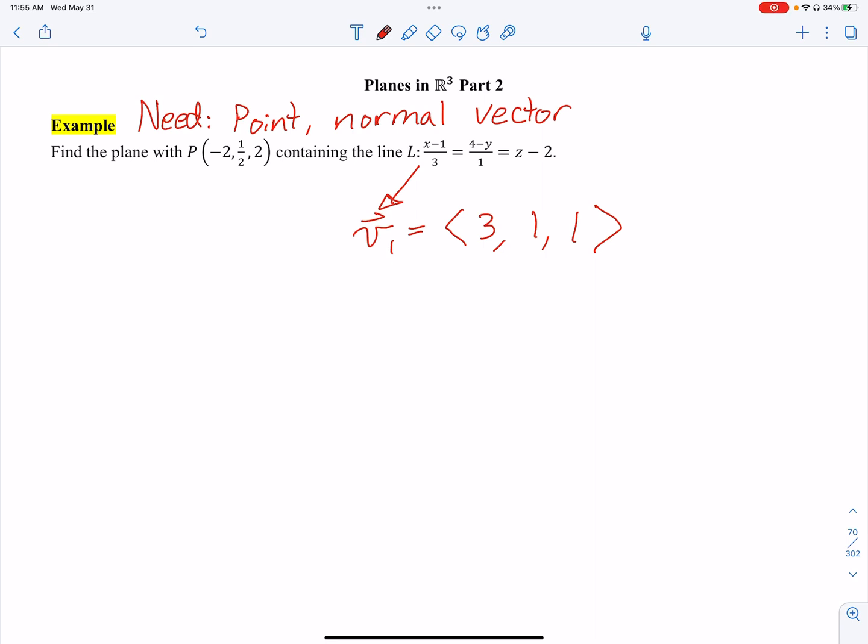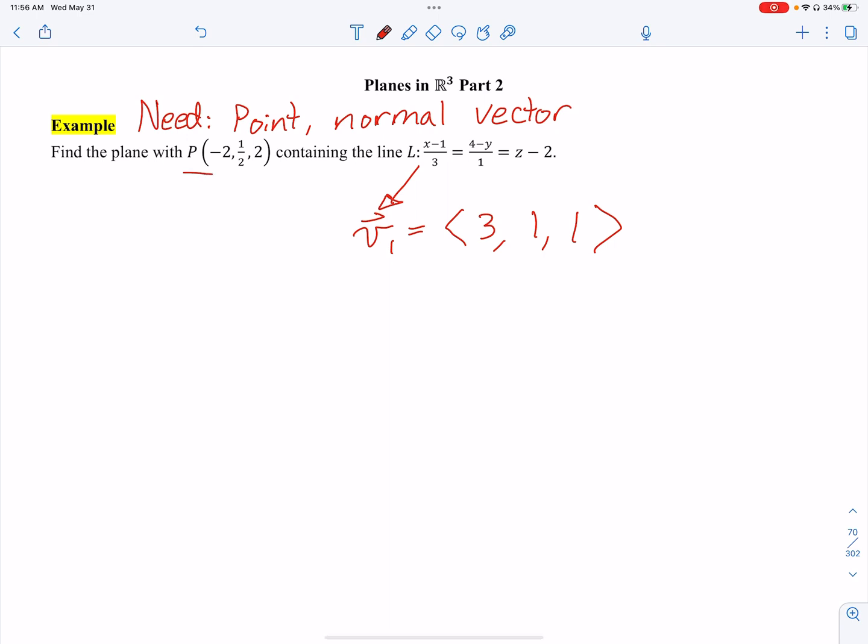Now, that vector, though, is not a normal vector to the plane. The line is in the plane. That directional vector is the direction of the plane, because the line has to stay in that plane. So to be able to find an orthogonal vector, I'm like, okay, I have a vector in the plane. It'd be nice to have another vector in the plane.